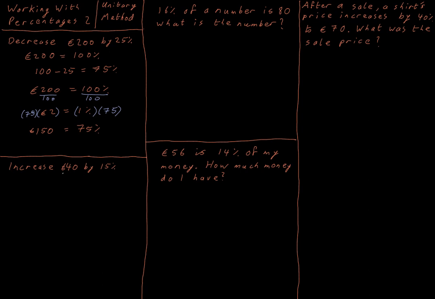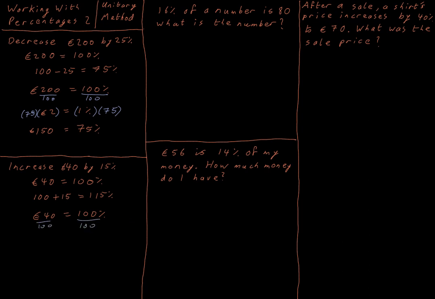So let's put it into practice again. I want to increase 40 euro by 15%. So 40 euro, based on the way the question is described, is 100%. It's my default. It's where I'm starting from. And I want to increase it by 15%. So I want to go from 100% and I want to get 15% bigger. So I want to go up to 115%. That's my goal. So how am I going to do it? I'm going to get 1%. So divide both sides of my ratio by 100.